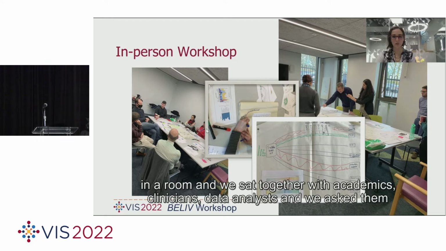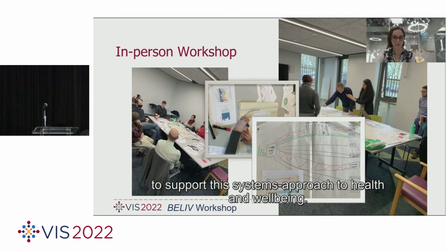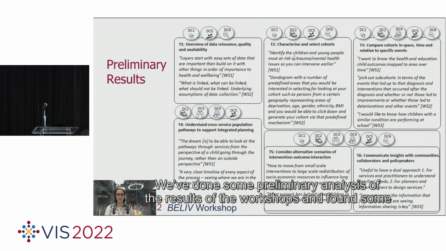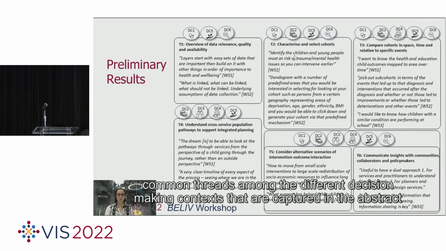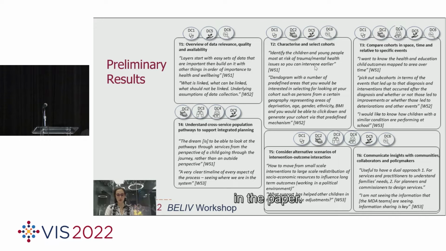We then followed this up with an in-person workshop once we had the ability to get people in a room, and we sat together with academics, clinicians, and data analysts, and asked them what they wanted to see as visualizations that can represent the information they need to support this systems approach to health and well-being. We've done some preliminary analysis of the results of the workshops and found some common threads across the different decision-making contexts that are captured in the abstract tasks that we found and the contextual information around those abstract tasks. We report these results in the paper.